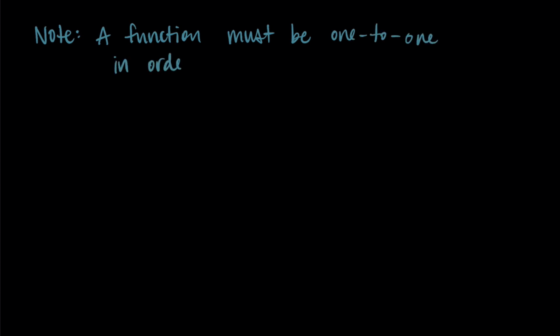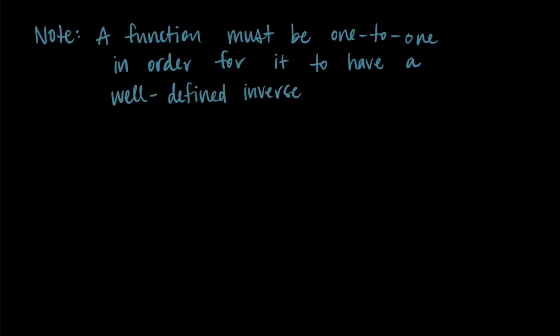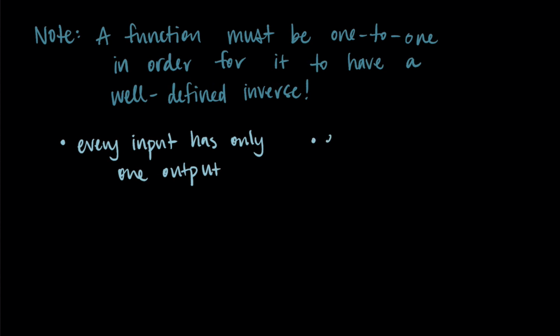Before we can formally define what these inverses look like, I need to make a note. If you've taken pre-calculus or a college algebra class recently, you might remember that a function must be 1-to-1 in order to have a well-defined inverse. It must be 1-to-1 in that every input has only one output, and every output has only one input. We could make an inverse otherwise, but it wouldn't be well-defined.